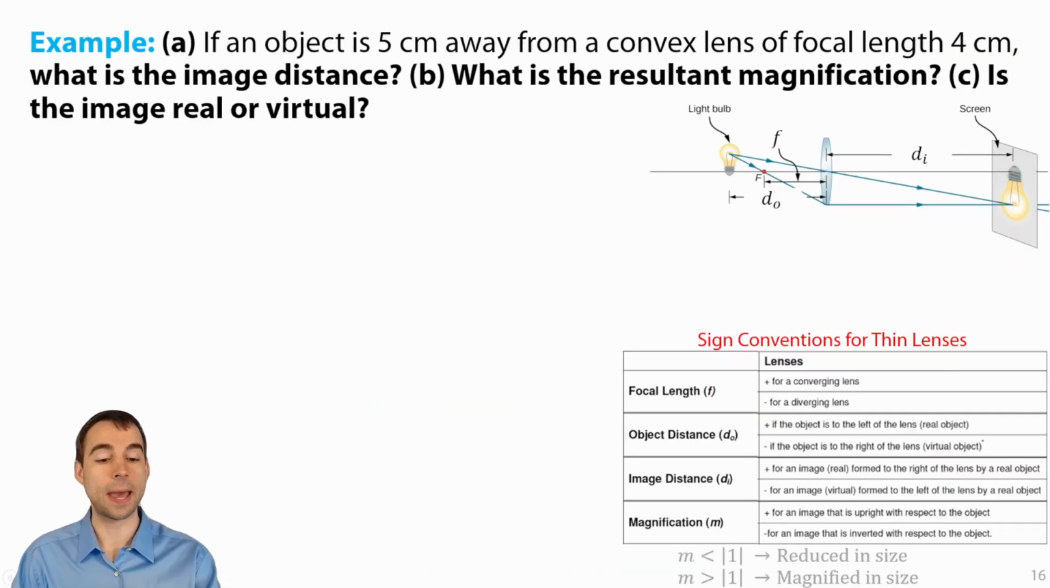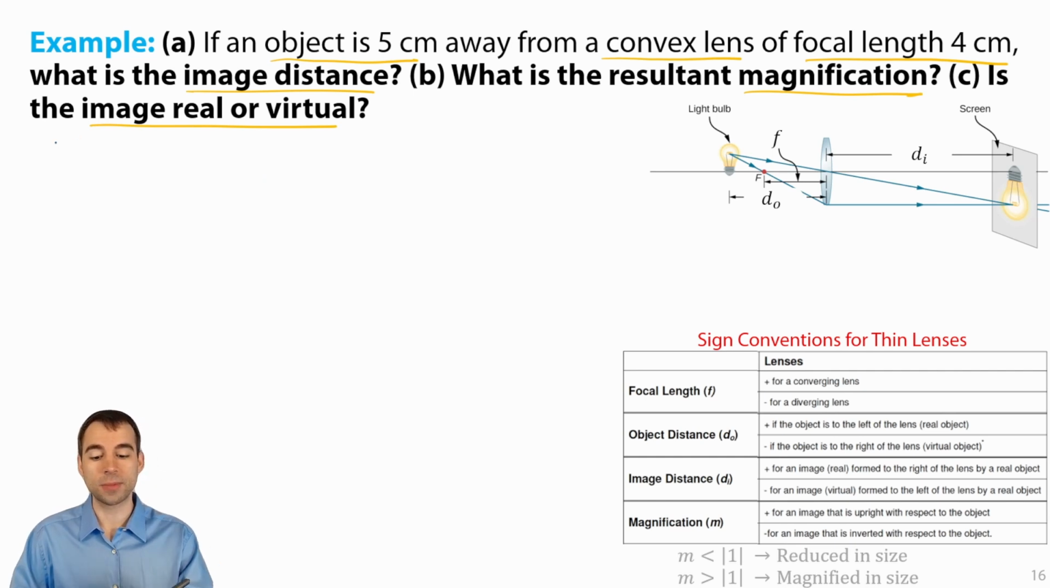So let's give this example a shot. We have a convex lens here with an object distance of 5 centimeters and a focal length of 4 centimeters. We're asked first to solve for the distance of the image, d_i, and what is the magnification, and then is the image virtual or real.